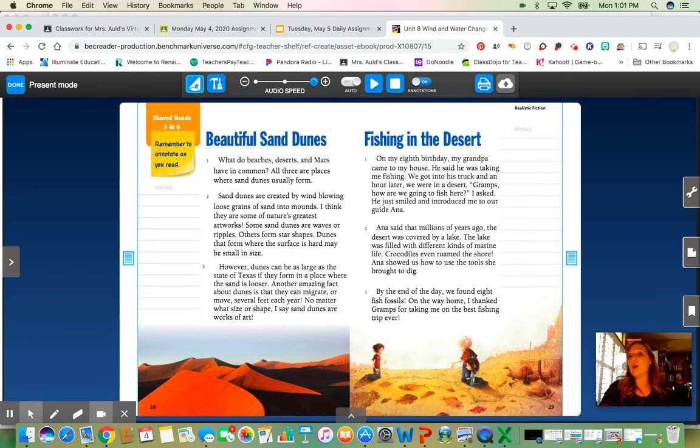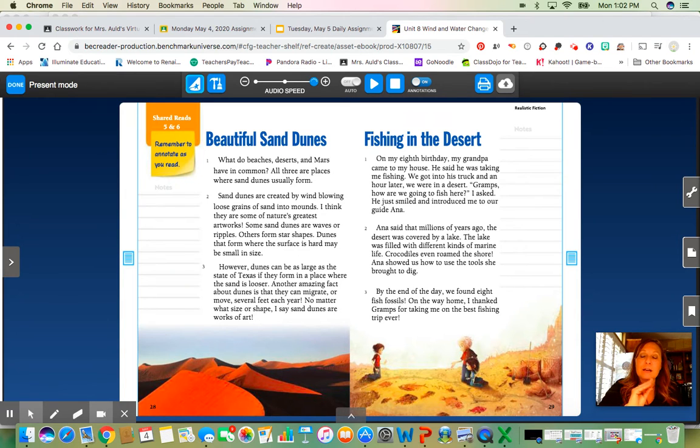Okay, so that story is about fishing for fossils. So we've learned about fossils with dinosaurs, right? Fossils are what is left behind after an animal or a fish or something dies. It's the imprints that the body and the bones have left behind that we can find. All right, so Fishing in the Desert is about how things changed long ago.